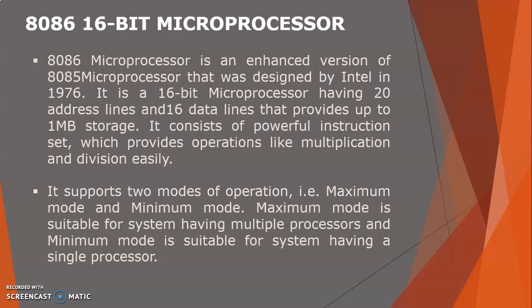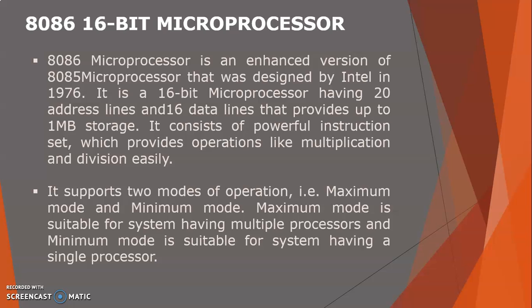the pin diagram. Okay, it consists of a powerful instruction set which provides operations like multiplication and division easily. It supports two modes of operation, that is maximum mode and minimum mode. Maximum mode is suitable for a system having multiple processors and minimum mode is suitable for a single processor. Okay, minimum mode depends upon the single processor and maximum mode is for multiple.